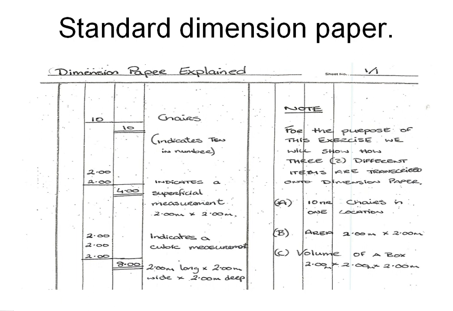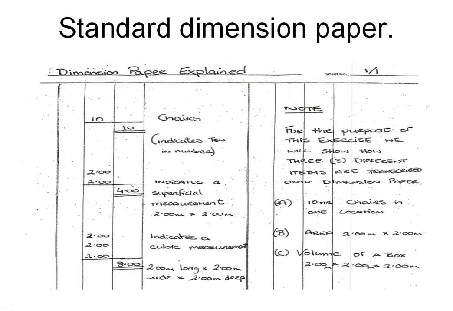This is an example of how dimensions are inputted. At the top of the page we see that there are 10 number chairs. The 10 is put into the dimension column. In this particular instance, we do not work to any decimal places. This is usually when there is a number or an item.